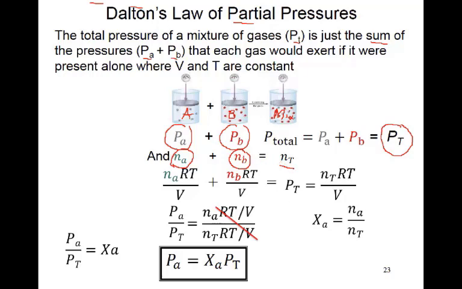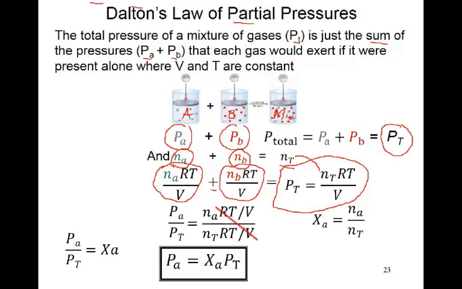Now we use the ideal gas equation. The pressure of the gas A is equal to nRT over V. So for the gas A, the pressure will be equal to NA RT upon V, and for the gas B, the pressure will be equal to NB RT upon V, and it will be the total. So when you say the total, then PT is equal to NT, the total number of moles, RT upon V. So this is the equation, which is the sum of both the pressure and the number of moles.